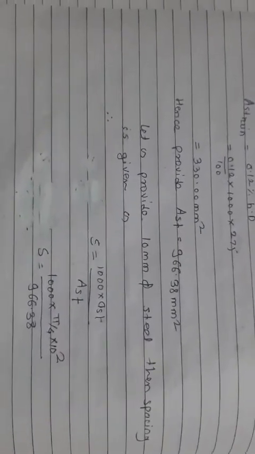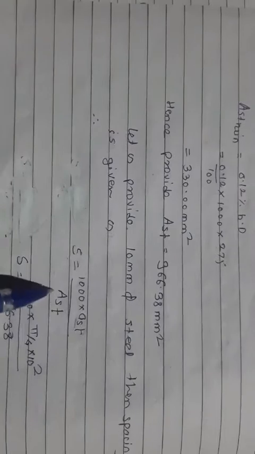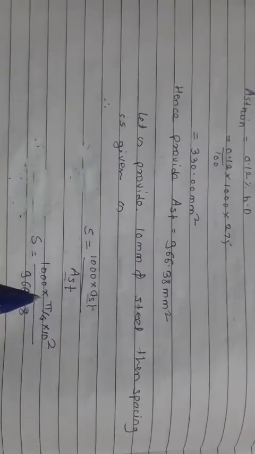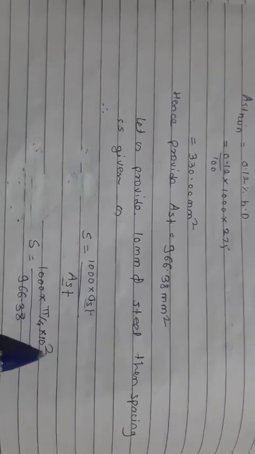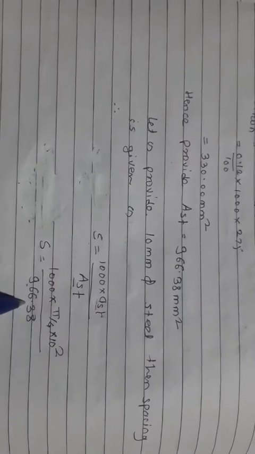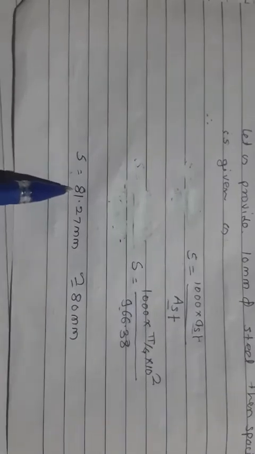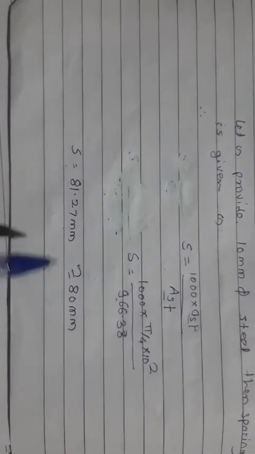Now let us provide 10 millimeter diameter steel bars. Then the spacing is equal to 1000 into area of one bar divided by the total area of steel provided. So S is equal to 1000 into pi by 4 into 10 square divided by AST, 966.38. After simplifying, we get the spacing as 81.27 mm. So we provide 80 mm as the spacing.